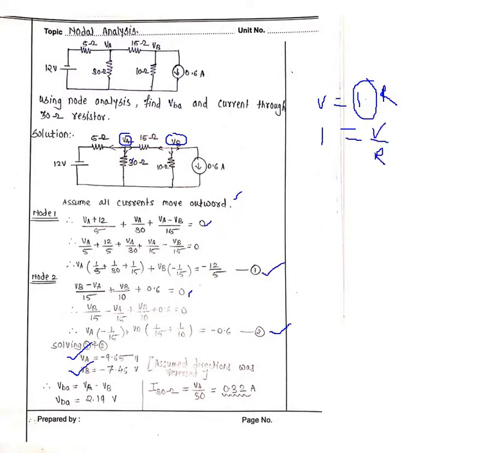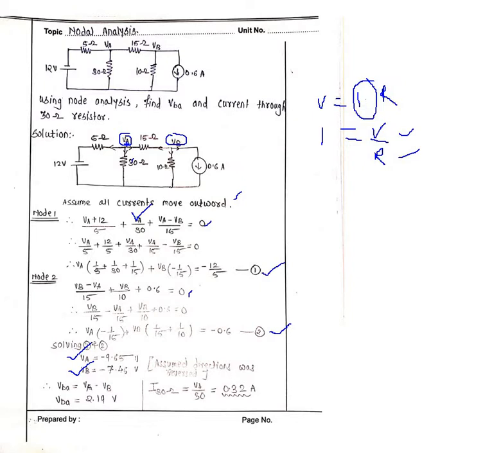Here VA is available. VA divided by 30, where 30 is in ohms. So VA divided by 30, simple. Then the first current, second current, third current, is equal to 0. Then the second one.